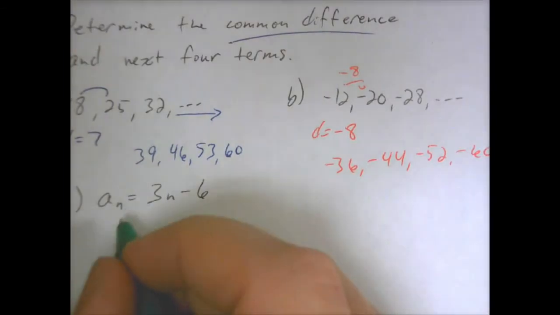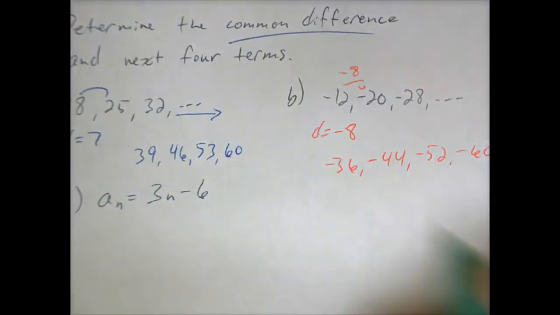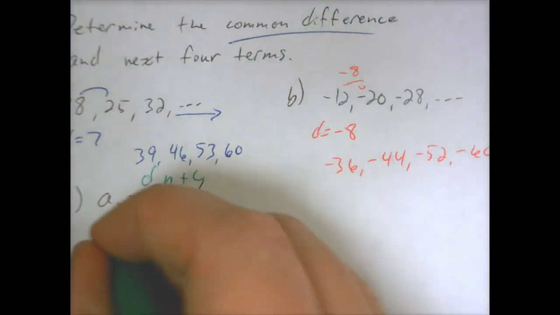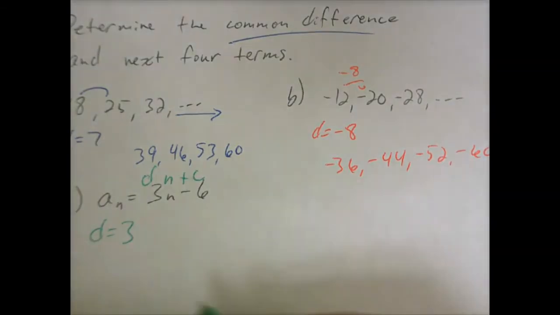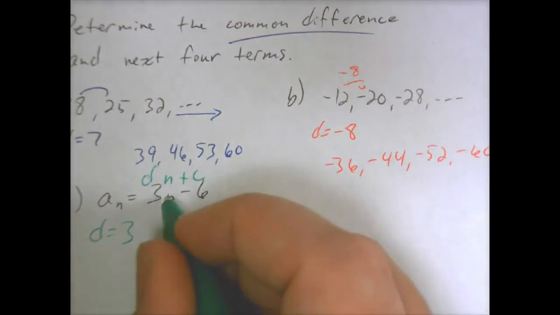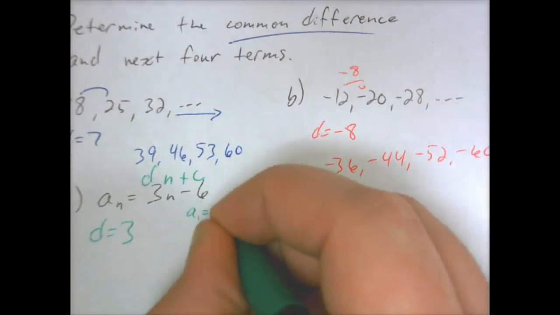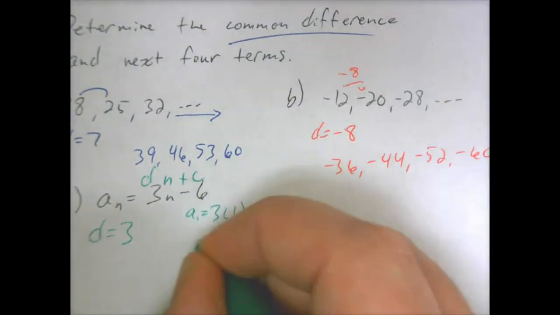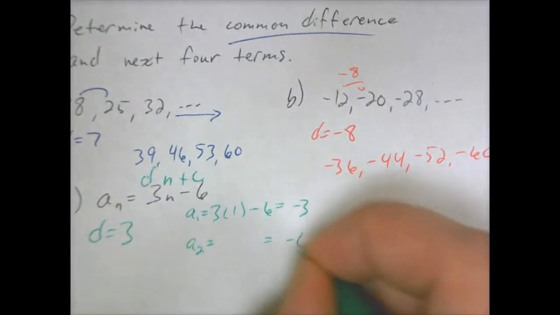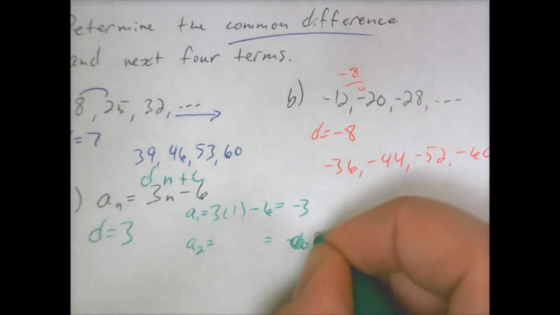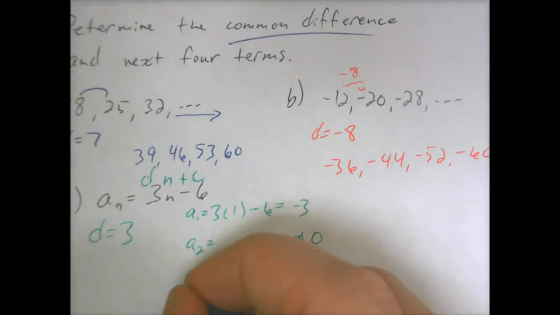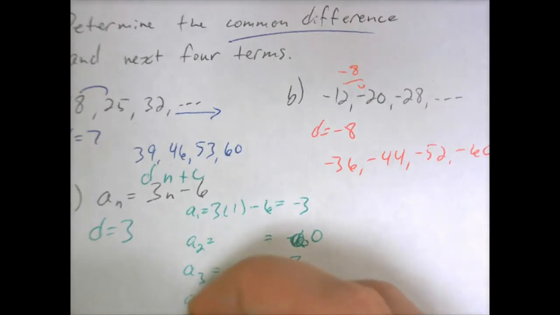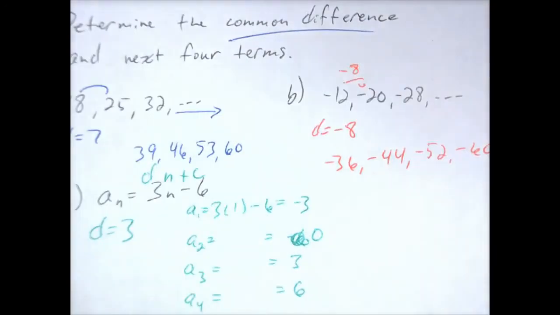Okay, and in part C, if I'm looking for the common difference, it looks like this is in the form dn plus c, where my c is negative 6 and my difference is 3, so my common difference is 3 here. To find the next 4 terms, I can just substitute in 1 to find my first term. So a sub 1 is 3 times 1 minus 6, which would be negative 3. Then I would do the same thing for a sub 2, and I would get negative 6. No, it's not. It is 0. And then a sub 3 would be 3, a sub 4 would be 6, and there would be my first 4 terms.